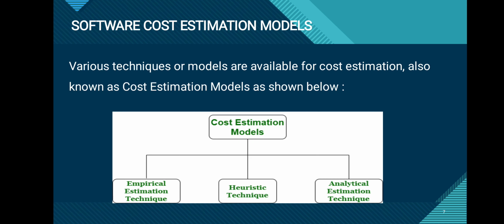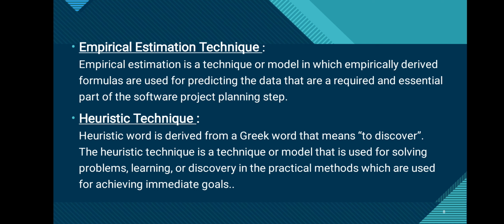Software cost estimation models. Various techniques or models are available for cost estimation, also known as cost estimation models. The first one is the empirical estimation technique, the second one is the heuristic technique, and the third one is the analytical estimation technique. The empirical estimation technique is a technique in which empirically derived formulas are used for predicting the data that are a required and essential part of the software project planning step.